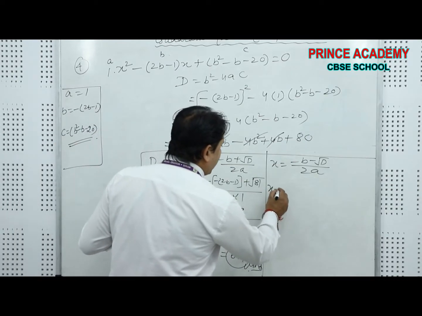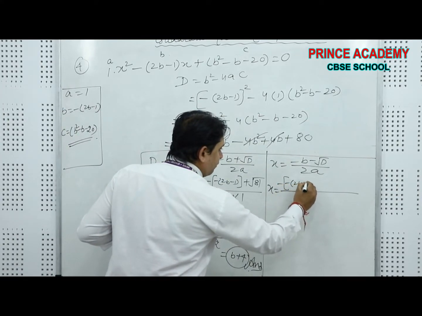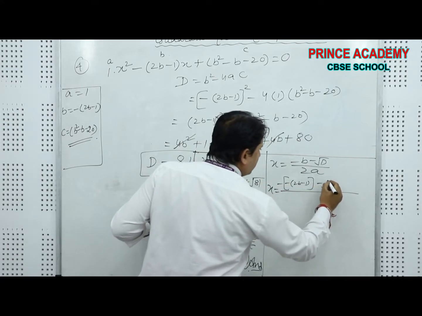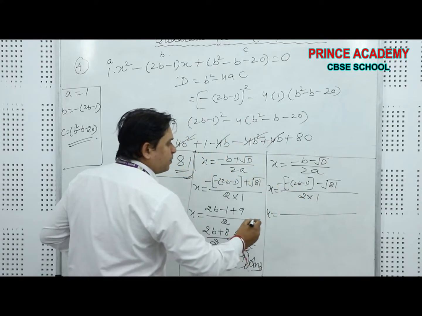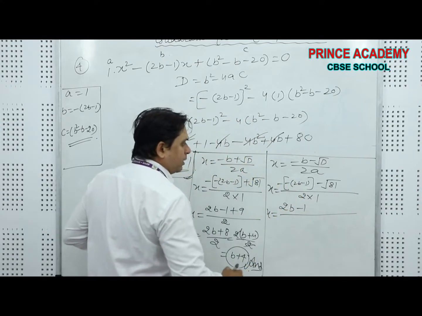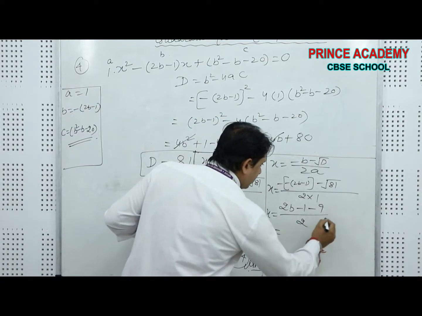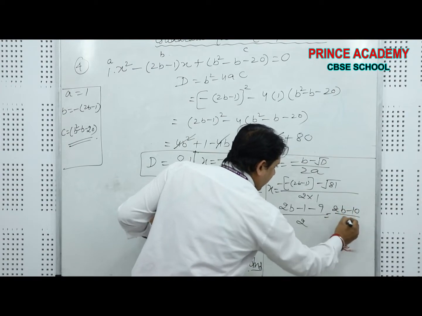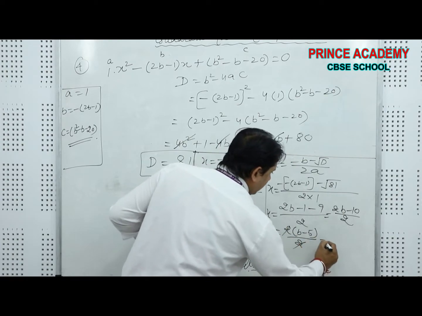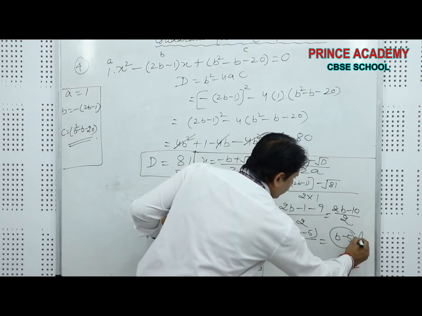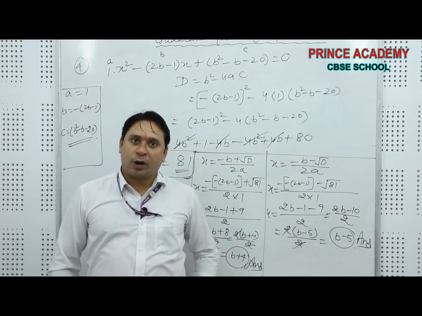In the same way, if we see here, minus b minus root d by 2a, x is equal to minus minus plus 2b minus 1 minus 9 by 2. Okay beta. Now see, what is this? 2b minus 10 by 2. Can I take common 2? b minus 5 by 2. Cancel. b minus 5 is the answer. Done beta. Okay.